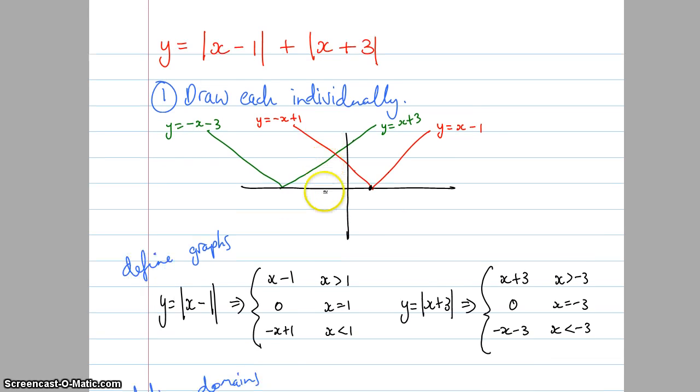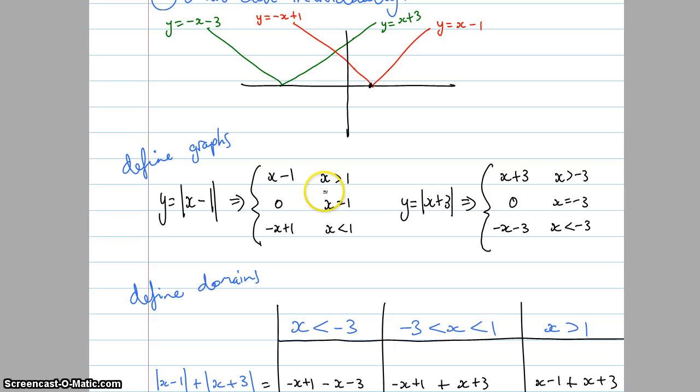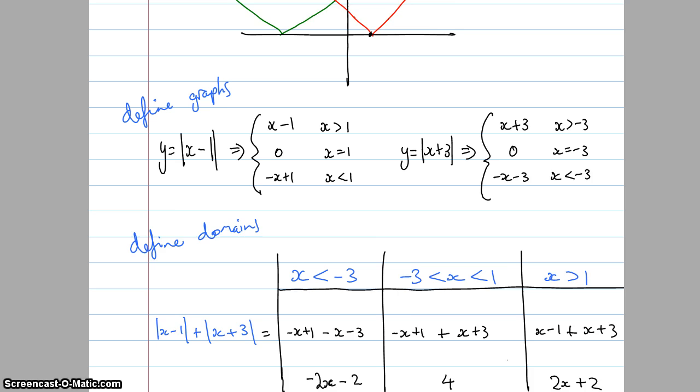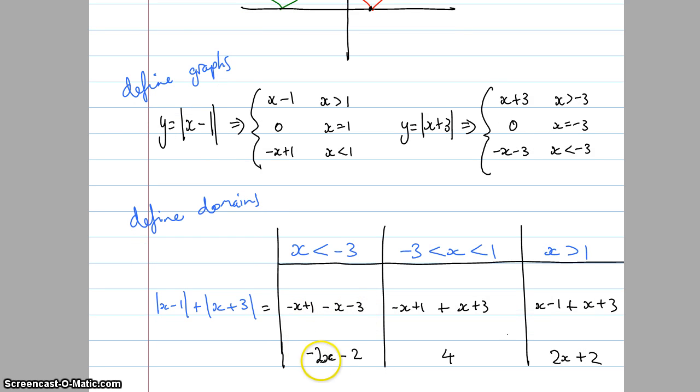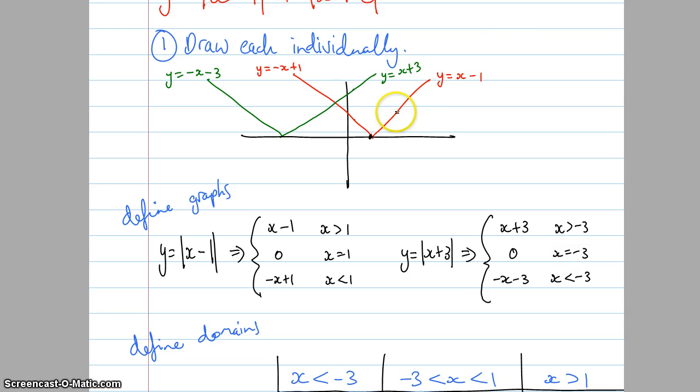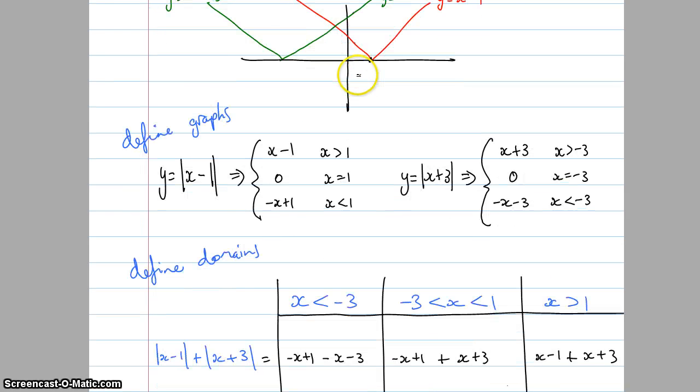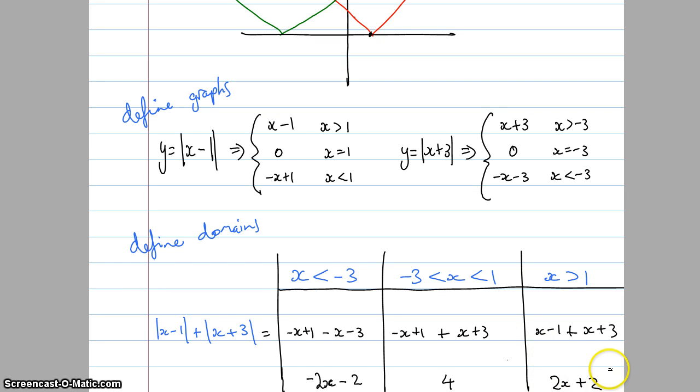What I end up getting is negative x plus 1, which is this line, added with negative x minus 3. I haven't put in the add, because it disappears. I'm literally going to add all of these values together, and I get negative 2x minus 2. When I jump to the right hand side now, I'm going to add x minus 1 with x plus 3, and I end up getting 2x plus 2.